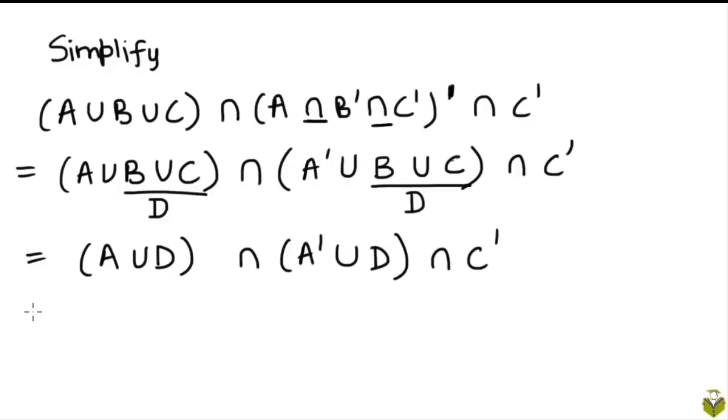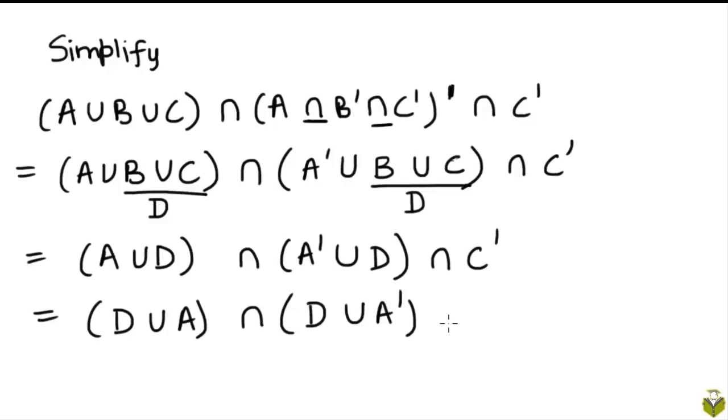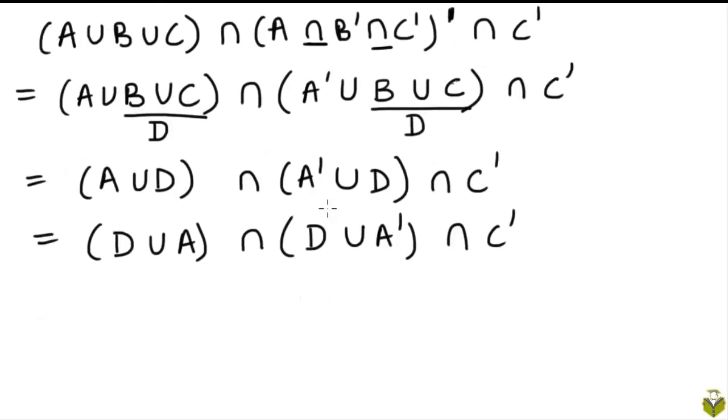Now we can rewrite this as D union A, applying the commutative law, and likewise here we can rewrite this as D union A complement intersection C complement. So I'm just swapping the two operands here, applying the commutative law. Now when you have D union a set intersected with D union another set, it's a hint that we could use the distributive law over here.